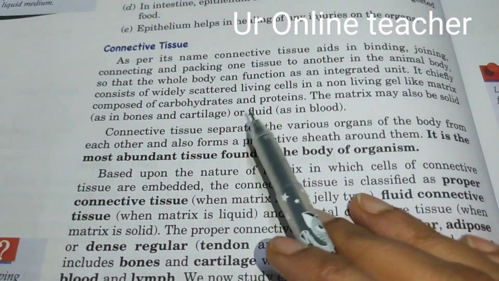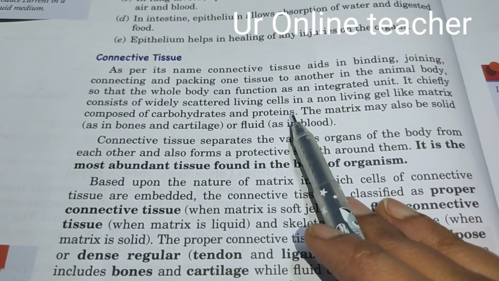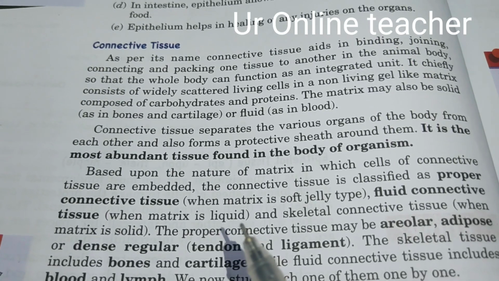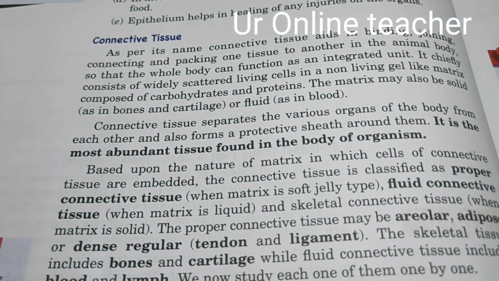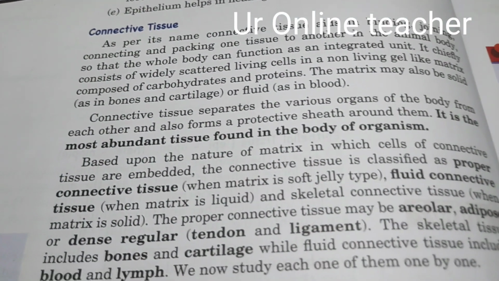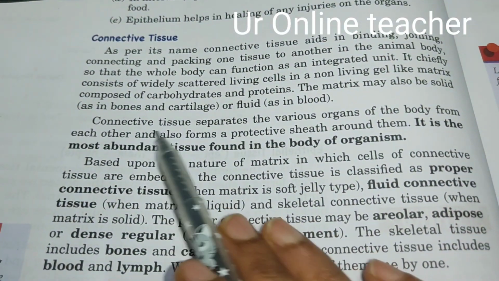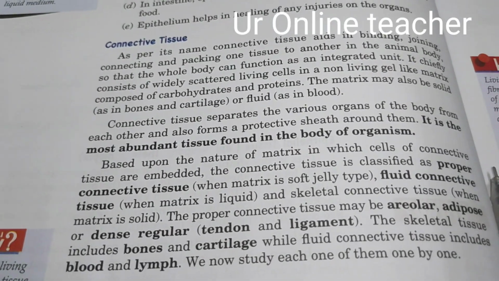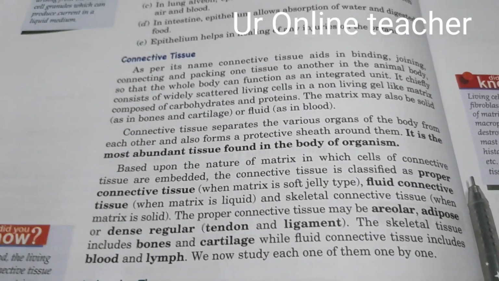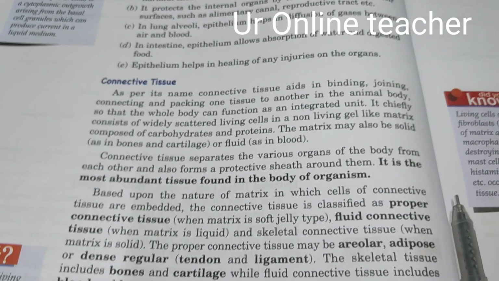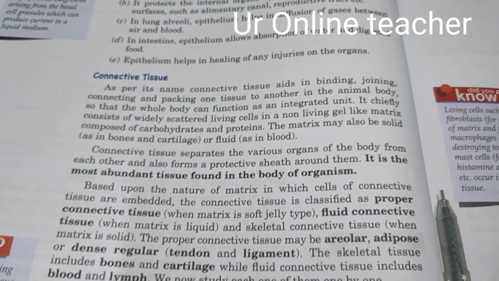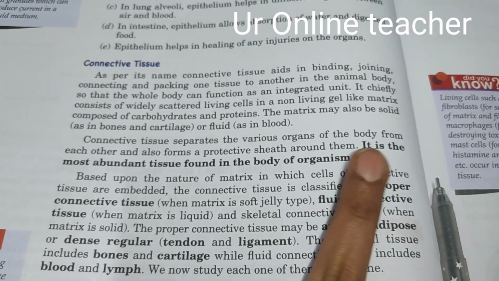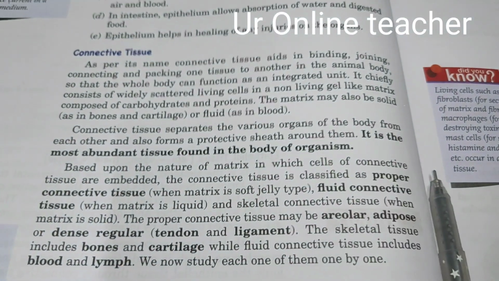So it consists of many scattered living cells in a non-living gel called matrix, and it contains so much of carbohydrates and proteins. The matrix may be solid or fluid. The solid matrix may be bones and cartilage, and fluid matrix will be blood. Then connective tissue separates the various organs of the body from each other, and also it acts as a protective sheath around them. So it is the most abundant tissue found in the body of organisms. So connective tissue is the most abundant tissue.